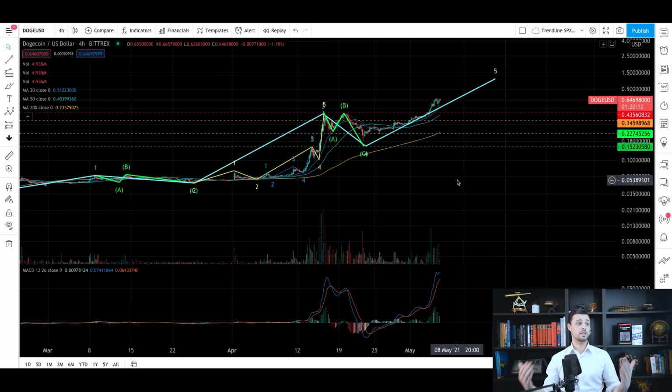This is a target that I gave from when we were at 0.3. Now that we are at 0.7, I have more information. So let's check this information and see what we can deduce.